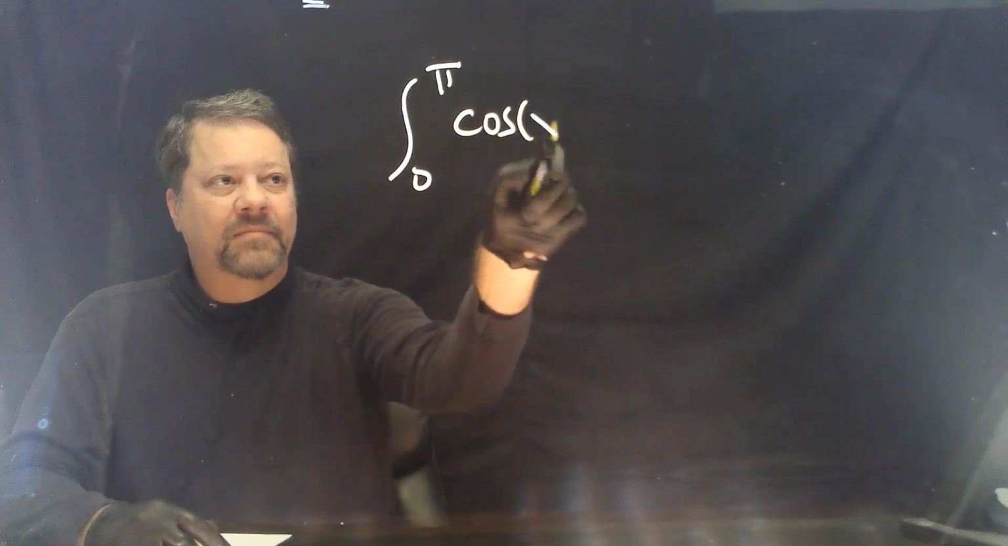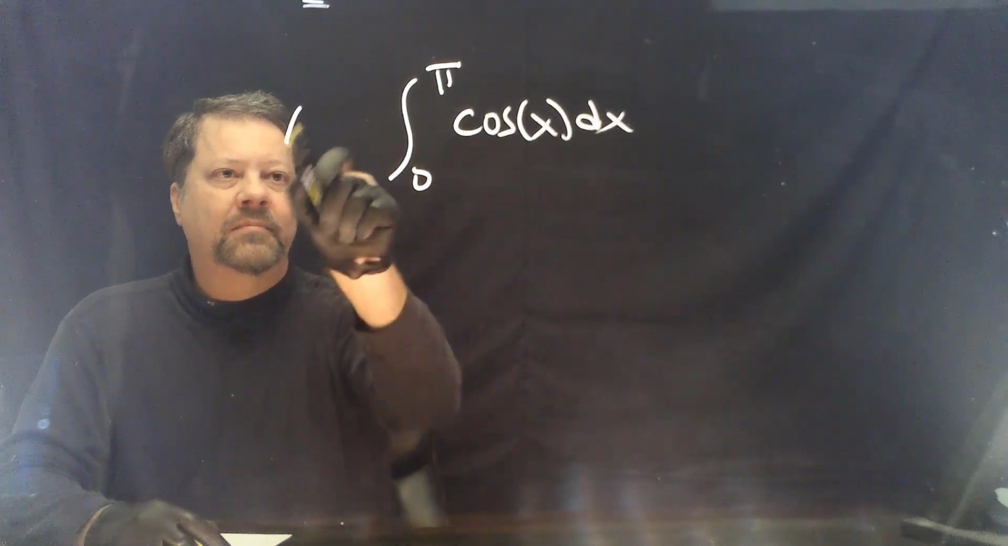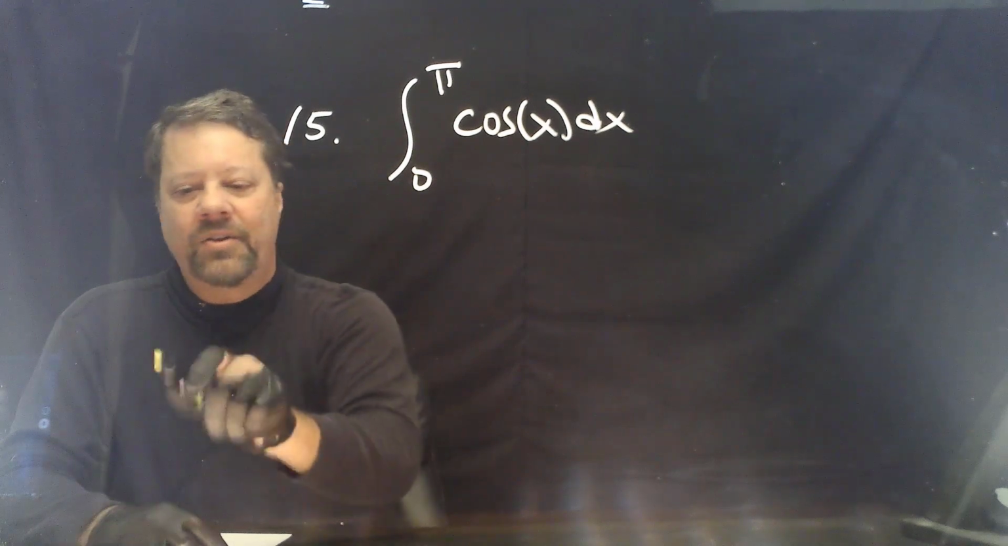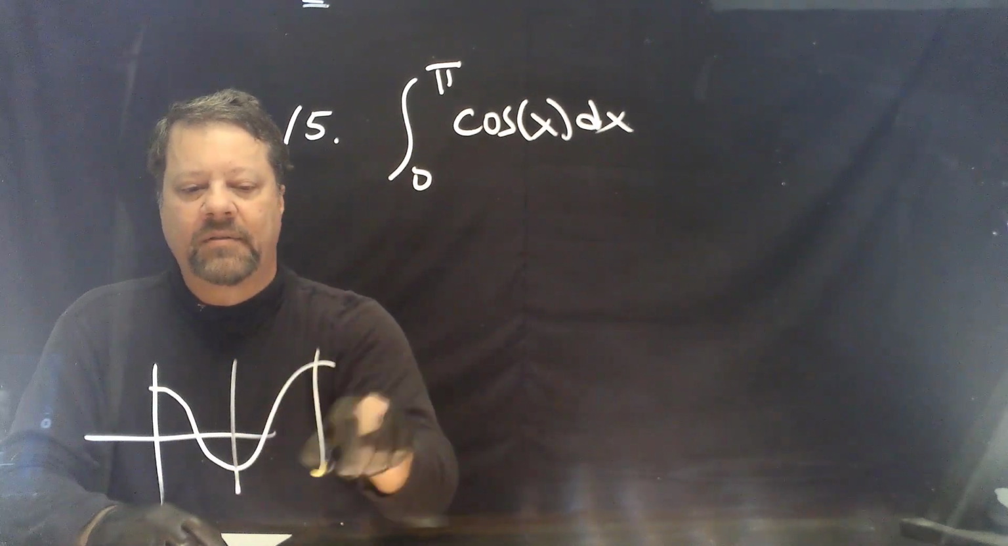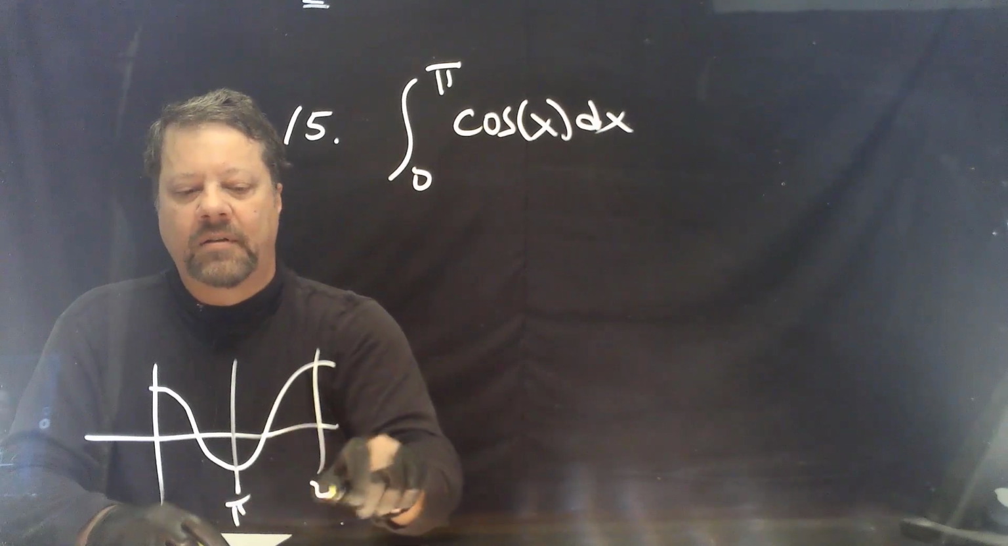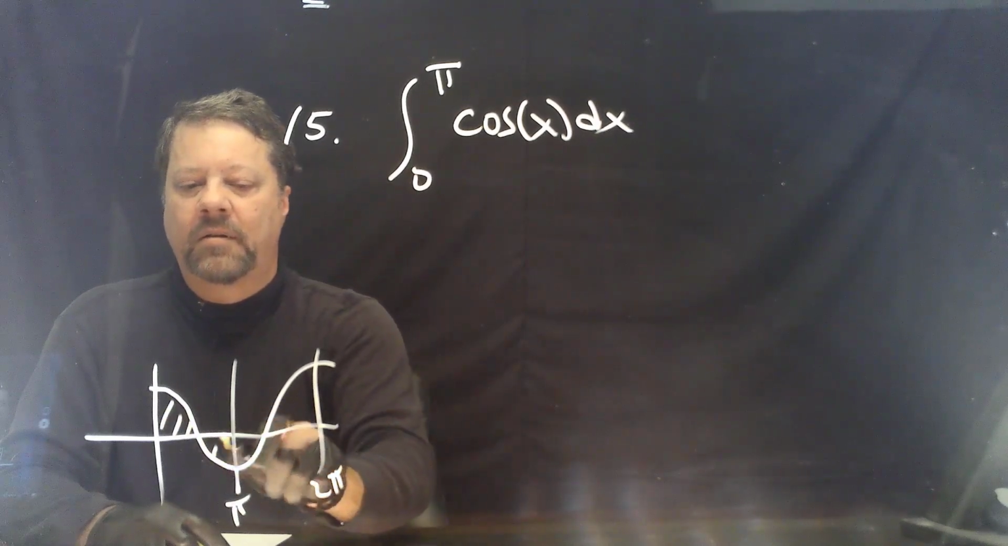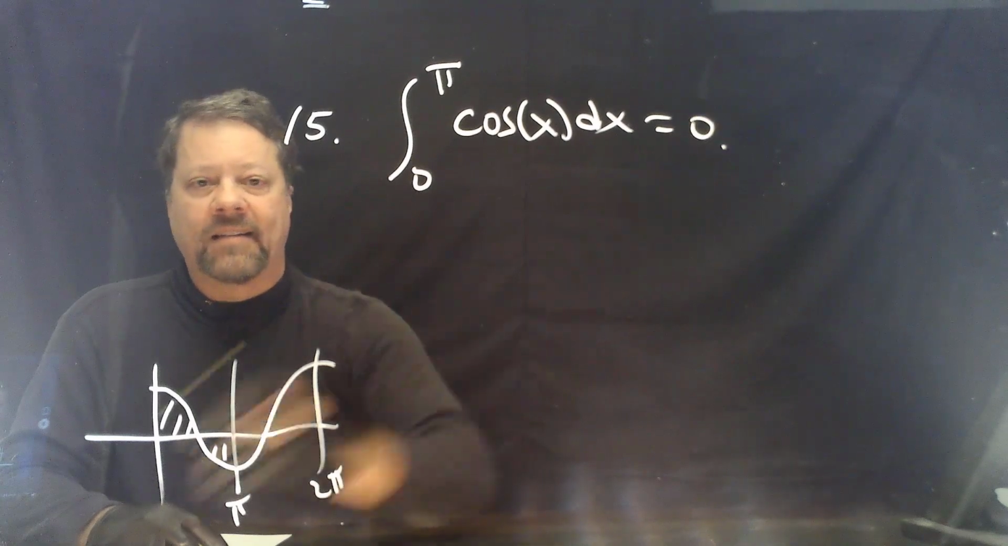On problem 15, you should know that if you integrate cosine over half a period, you got nothing.